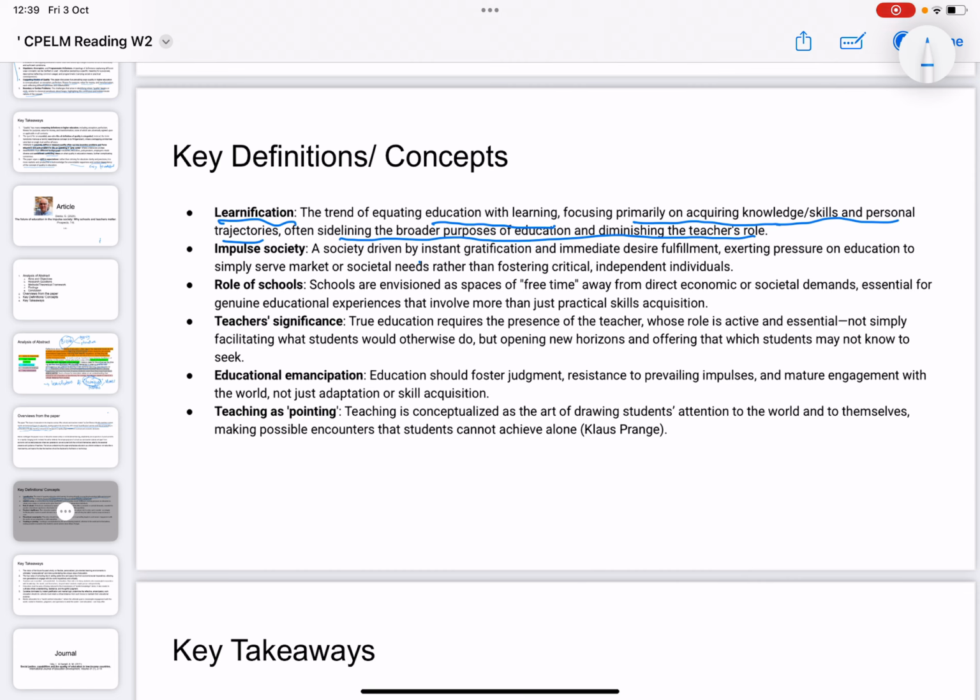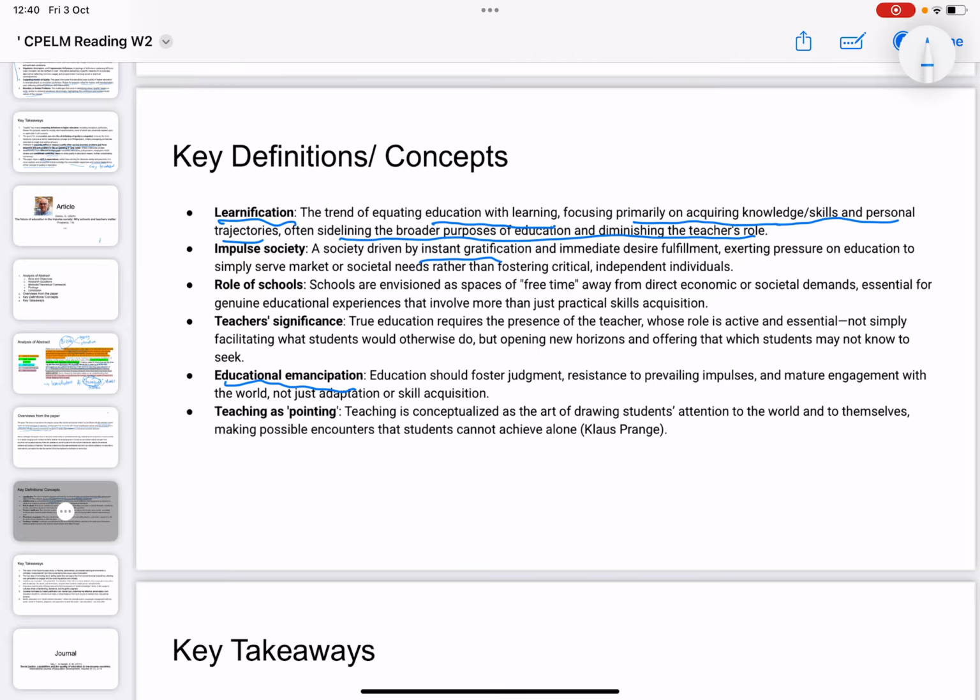A society driven by instant gratification exerts pressure on education to simply serve the market or societal needs rather than fostering critical and independent individuals. The role of schools is envisioned as spaces of free time away from direct economic and societal demands, essentially for genuine educational experience that involves more than just practical skills and acquisition. Then there's teacher significance, also educational emancipation, whereby schools should really be about a mature engagement with the world, not just adaptation or skill acquisition.